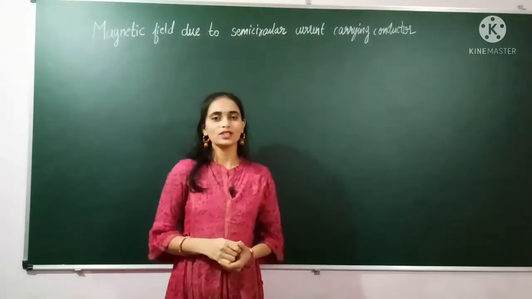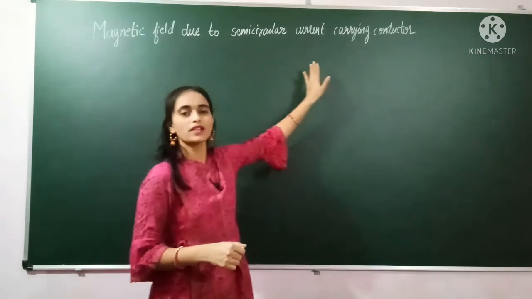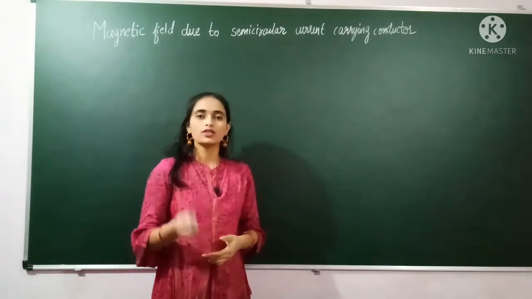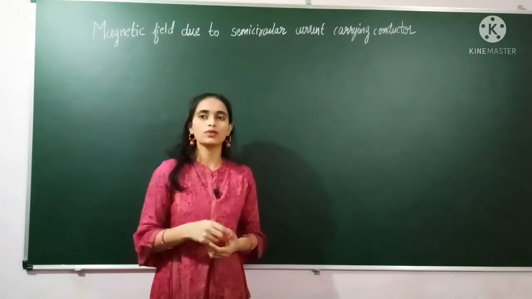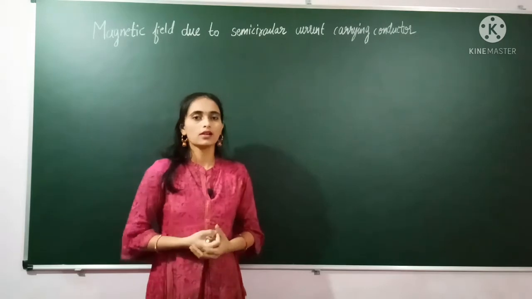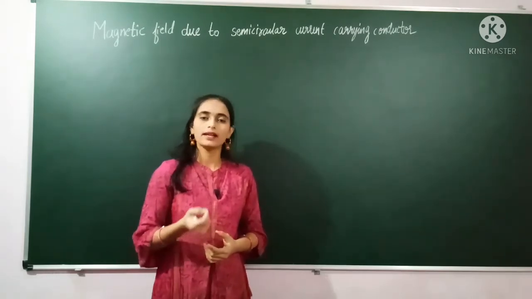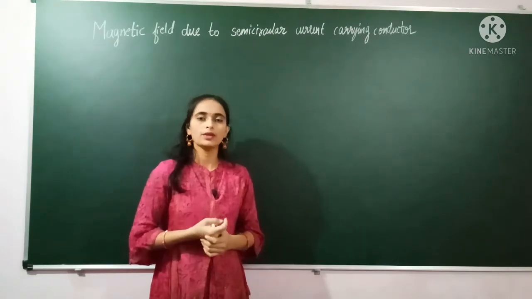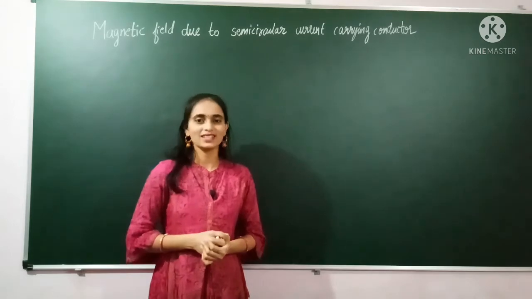Back to my channel. In this video I am going to teach you about the magnetic field due to a semicircular current carrying conductor. In the last class we studied one complete circular wire, and calculated how much magnetic field is created at its center. In this video we are going to take a half circle, which we will call a semicircle. So let's start.